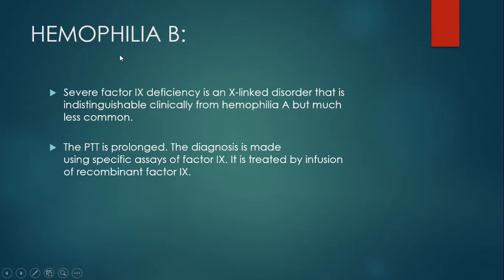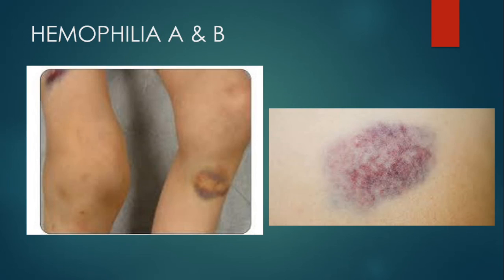Hemophilia B. What is hemophilia B? It is a deficiency of factor 9, the Christmas factor. It is also an X-linked disorder that is clinically indistinguishable from hemophilia A, but it is less common. In this, the PTT, partial thromboplastin time, is prolonged. The diagnosis is made using specific assays of factor 9. It is treated by infusion of recombinant factor 9.